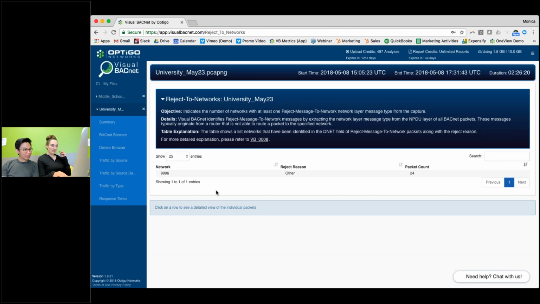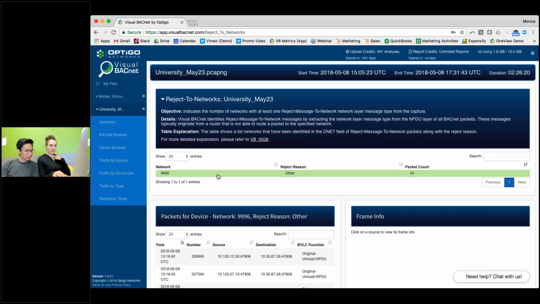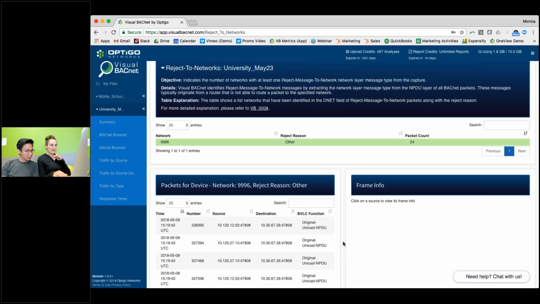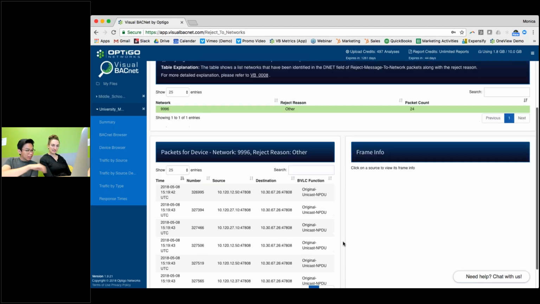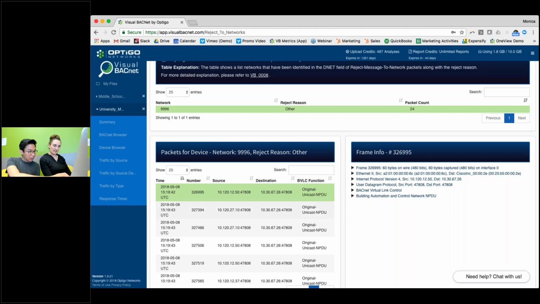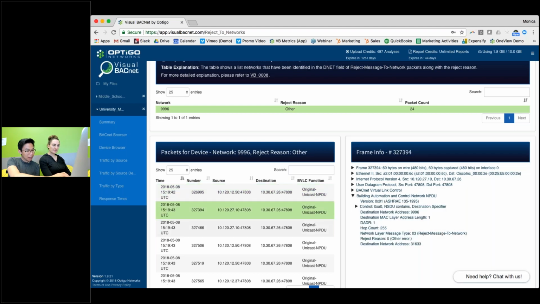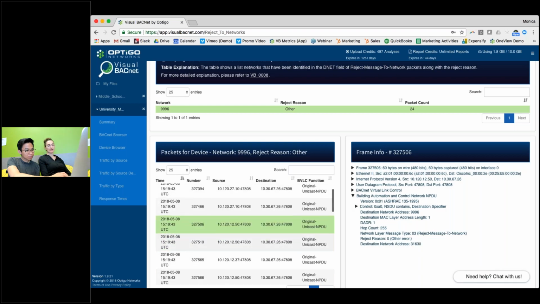Okay, so we have a reject to networks. Oh, rejections are never fun. So network 9996. A few different devices are trying to talk to it. If it's rejecting it, it likely means that it knows that it is the owner of network 9996. So a router, for example, knows that it's the owner of network 9996, but it can't send its message to it right now.